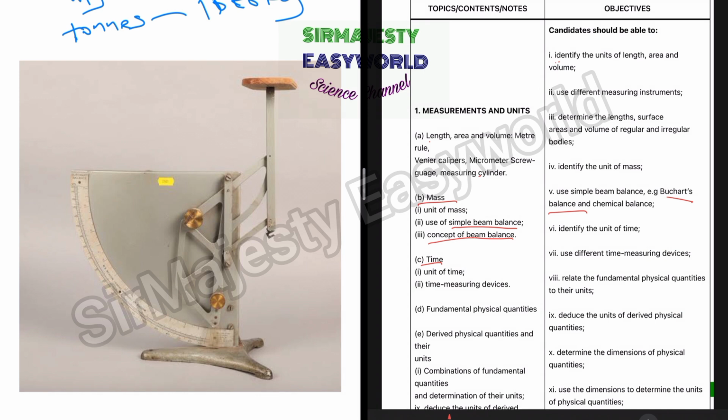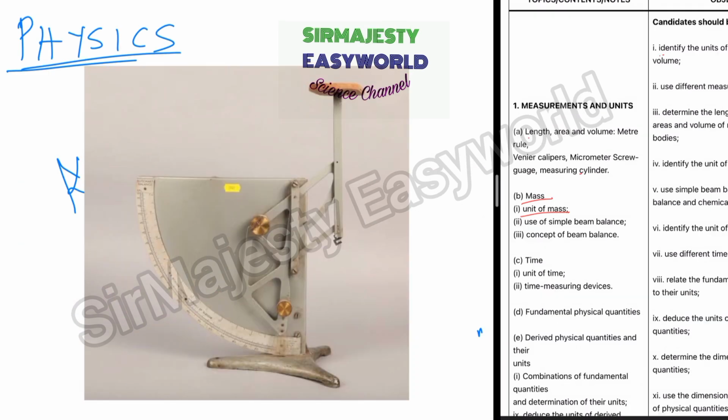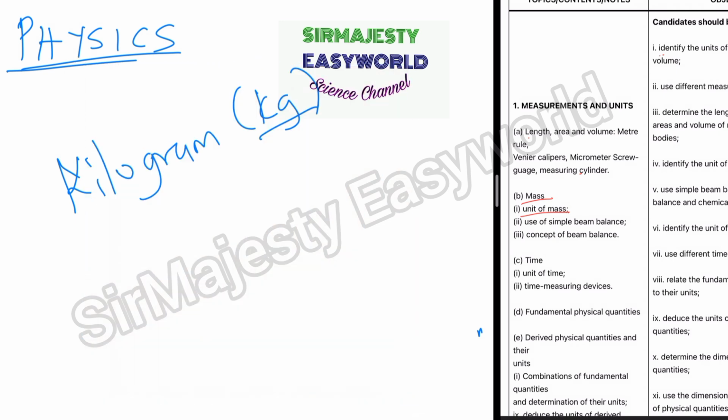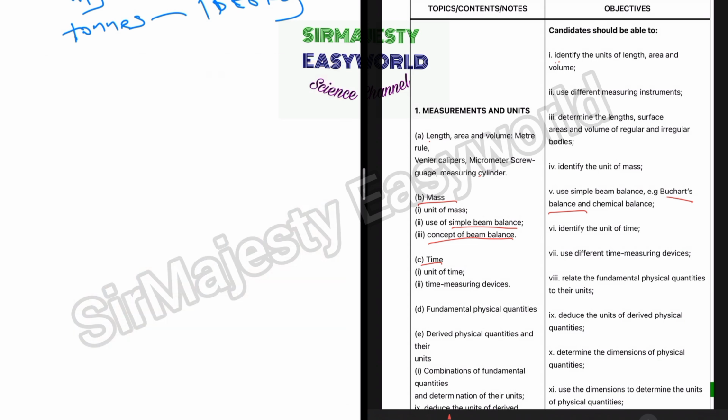What do you use it to do? You place the mass here, and the reading comes on this scale. Okay. That's the Buchart's balance. Most of these work on the principle of moments, whereby the sum of the clockwise moments and the sum of the anti-clockwise moments will be the same. That's what it looks like.